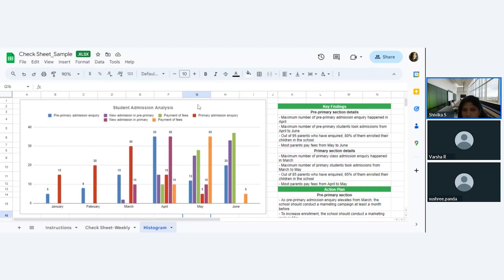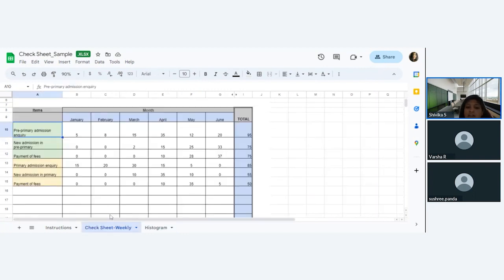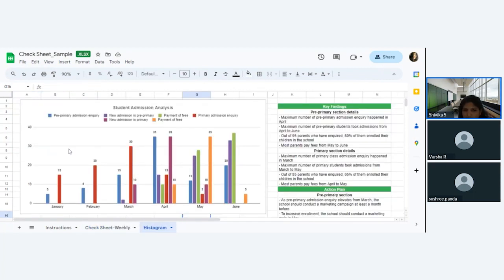So you'll be able to make your action plan accordingly, and you can bring out your key findings. You can understand what your data is suggesting. Here it's difficult to read the data. You have the data set, but it's difficult to read. But the moment you plot it on a graph, it's easy to read it.